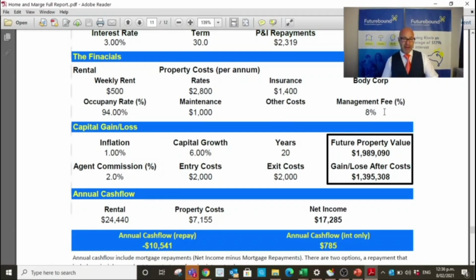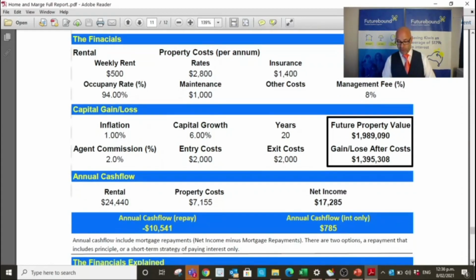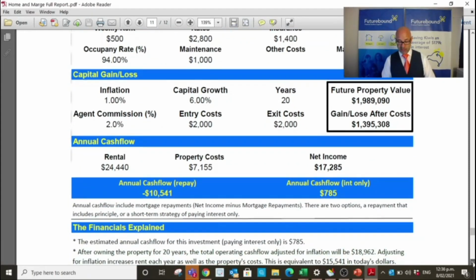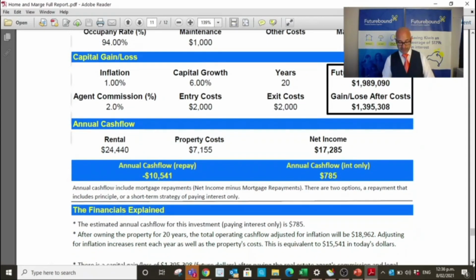I always put in an 8% property management fee because unless you are a property manager, you probably shouldn't be doing it. I suggest that people specialize in what they're good at, and property management is probably not something that you're good at. So let the professionals do it and pay them the fee so that you don't have to deal with the hassle of tenants and get phone calls in the weekend saying, can you help me with this, or can you fix this, or whatever. Okay.